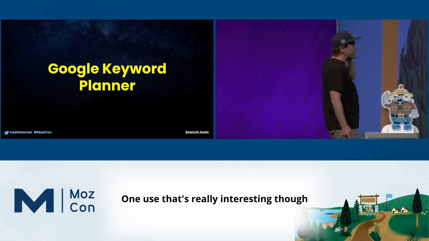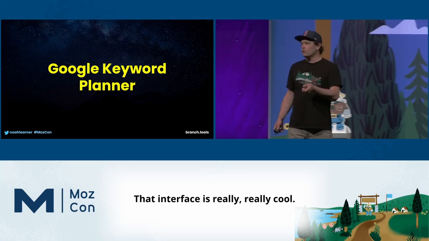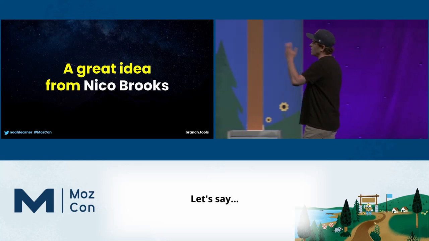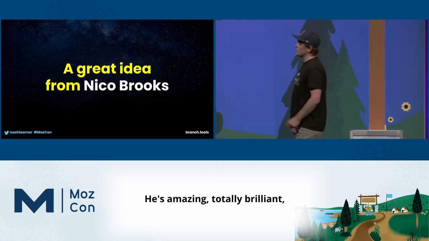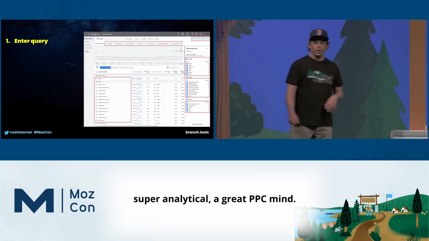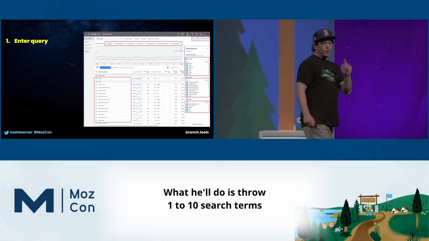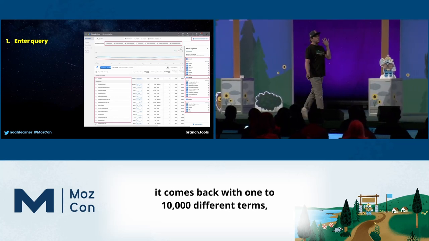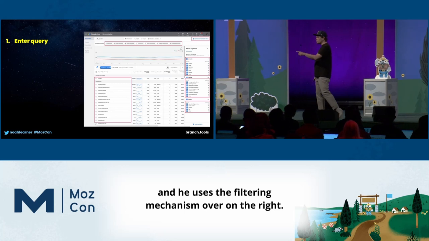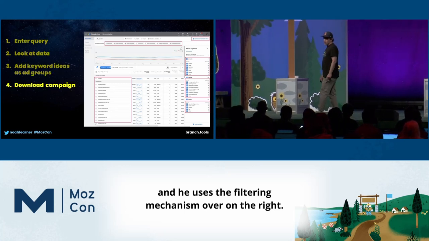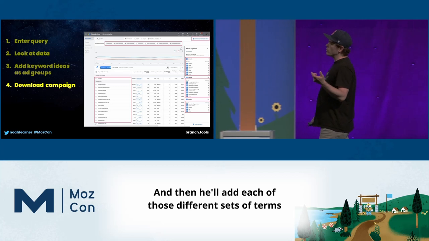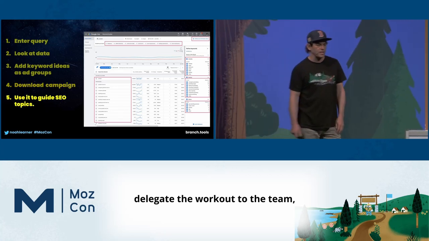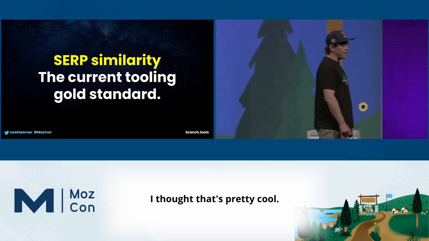One use that's really interesting though is Keyword Planner. That interface is really cool, and very quickly you can filter down. Nico is a guy that I work with. He's amazing, totally brilliant, super analytical, a great PPC mind. What he'll do is throw 1 to 10 search terms into Keyword Planner, it comes back with 1 to 10,000 different terms, and he uses the filtering mechanism over on the right, and then he'll add each of those different sets of terms into their own ad groups, download the campaigns, delegate the work out to the team. Boom, topic maps. I thought that's pretty cool.